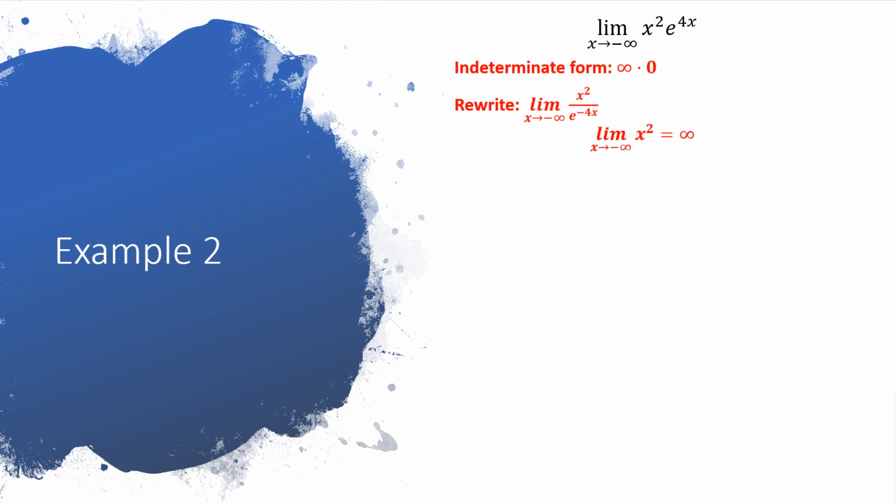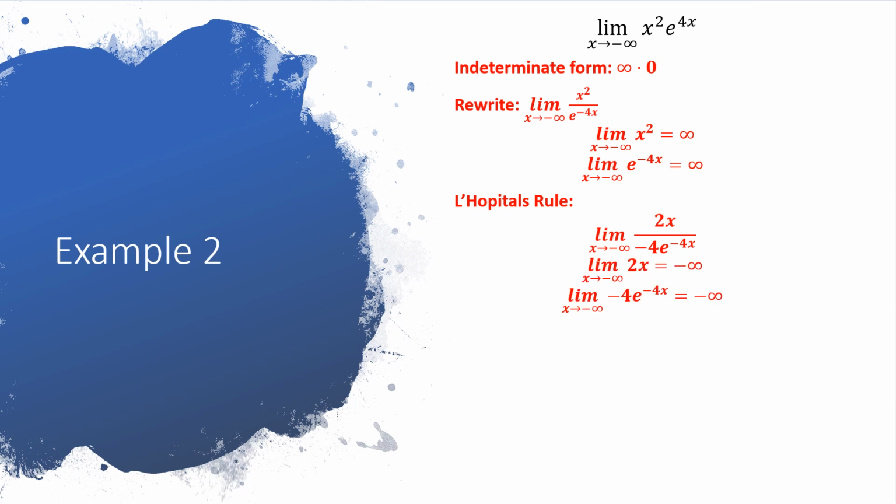By dropping that down, when I take the limit of the top, I get infinity, and when I take the limit of the bottom, I get infinity. Now I have a L'Hopital situation because I have infinity over infinity. So now using L'Hopital's rule, I'm going to take the derivative of the top over the derivative of the bottom. So I get 2x over negative 4 e to the negative 4x. I take the limit of the top, I get negative infinity. I take the limit of the bottom, I also get negative infinity, which tells me I can use L'Hopital's again.